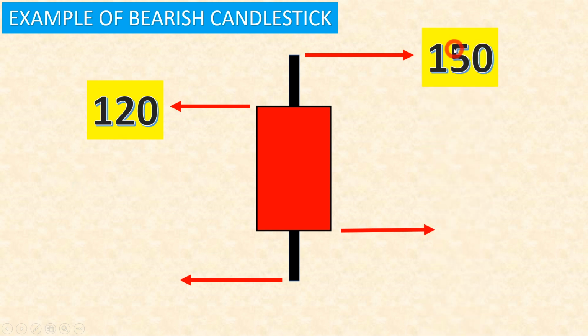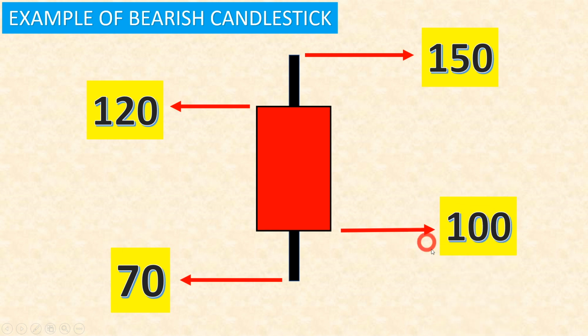It creates a high of 150 during the trading session. It made a low of 70 during that same trading session and it closed at 100. You can see that the opening price is greater than the closing price.